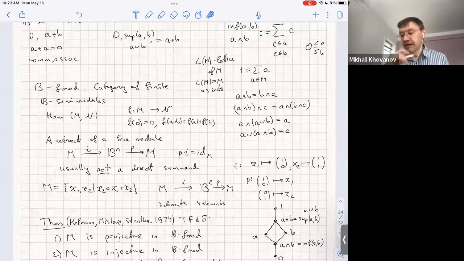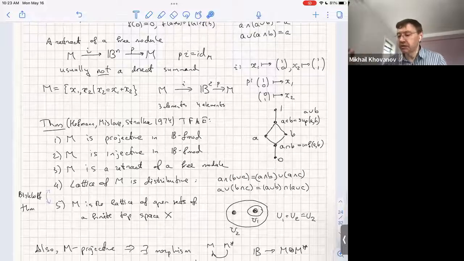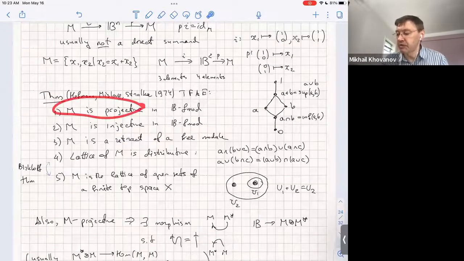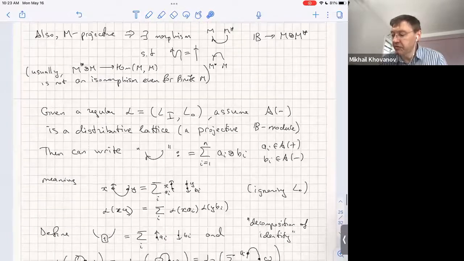Some semi-modules are better than others, and these are so-called projective semi-modules. That means they're retracts of free semi-modules. You have a semi-module that maps into the free semi-module Bn, and there's a map back such that the composition is the identity. So they're retracts of Bn, not direct summands of Bn. They have many equivalent descriptions. But for us, the interesting story is that for such projective semi-modules, we can do a decomposition of the identity.